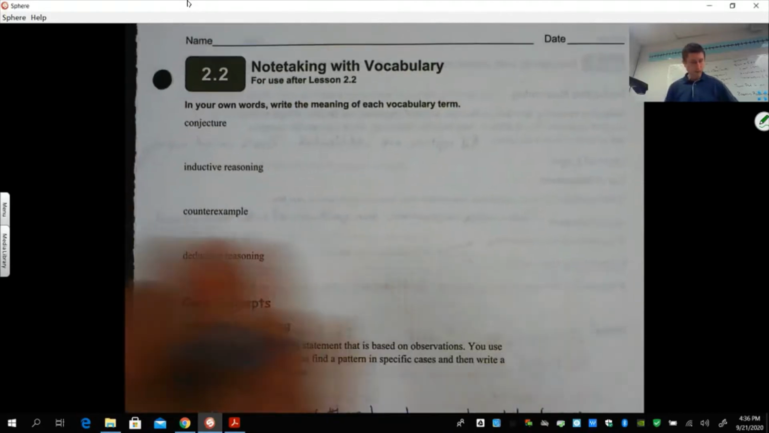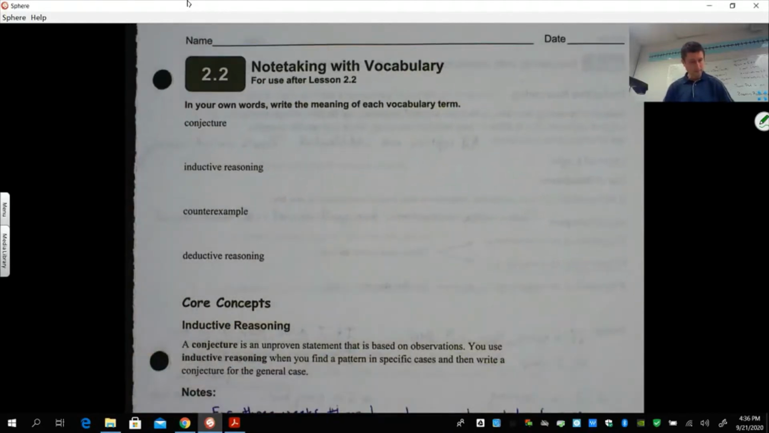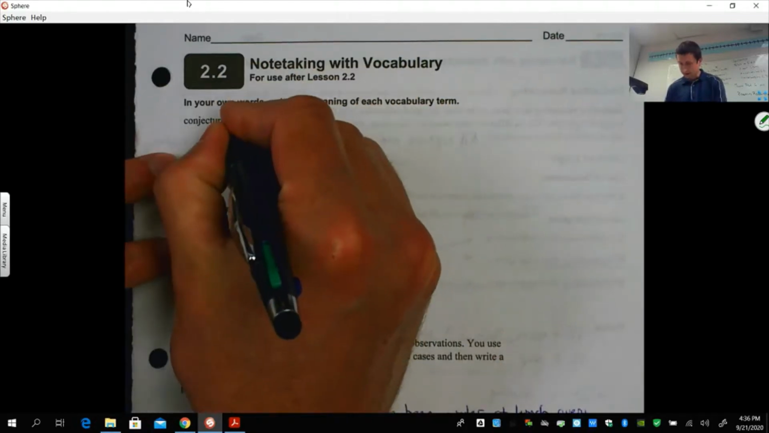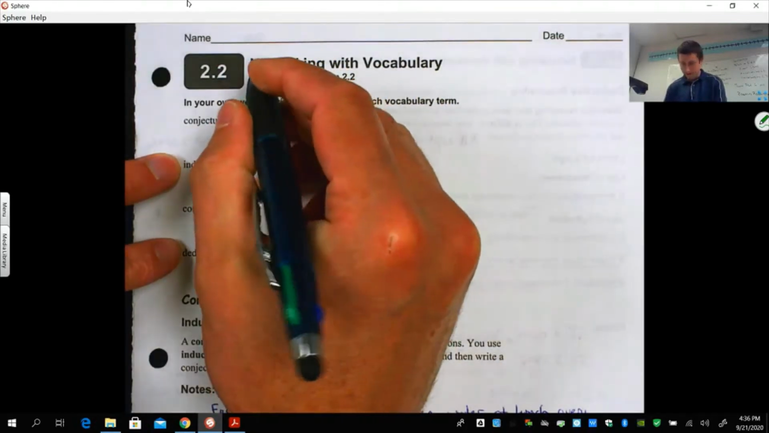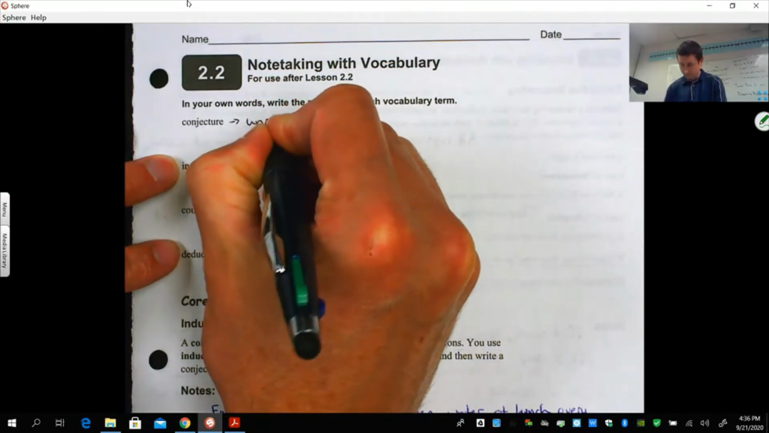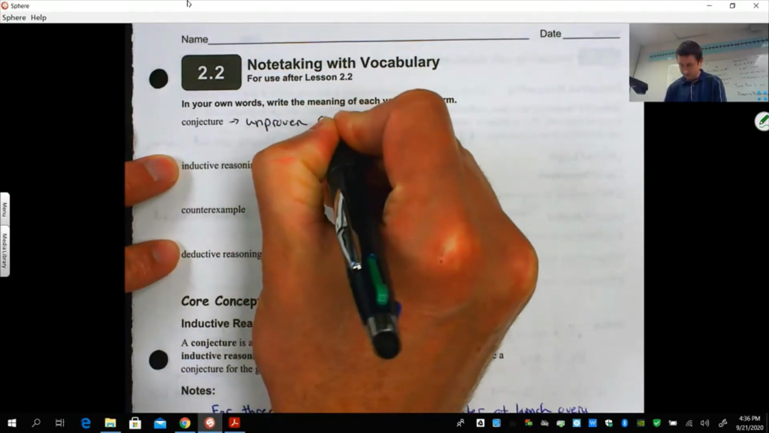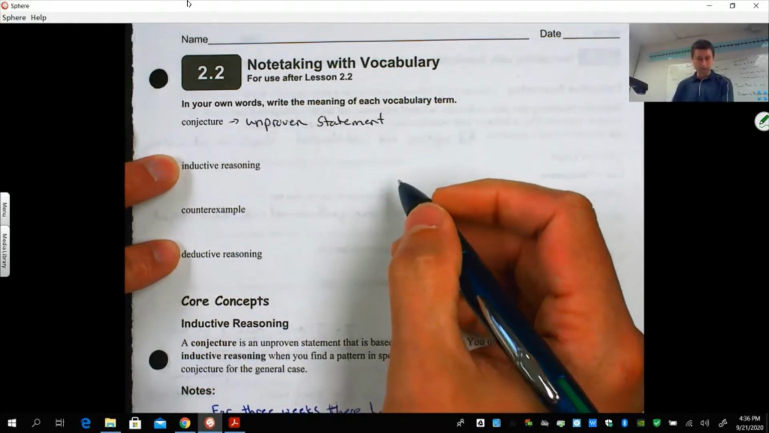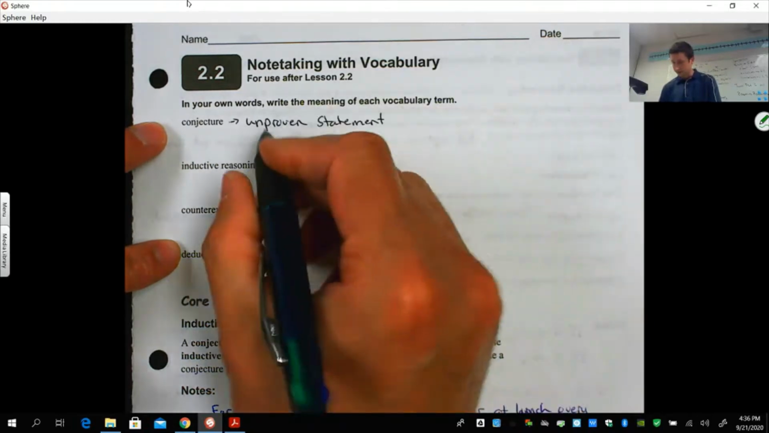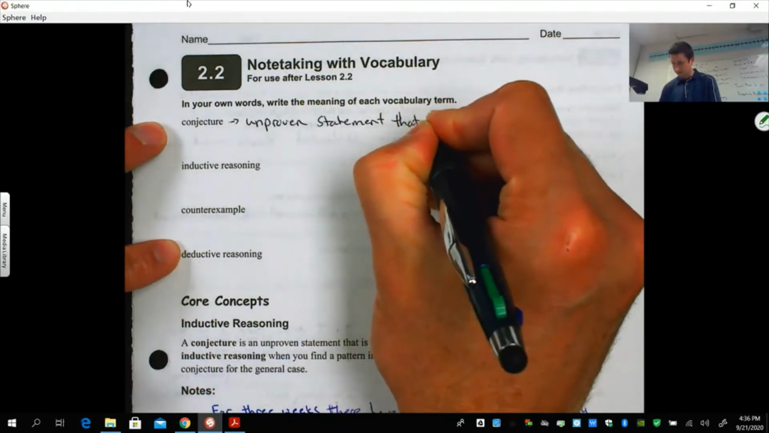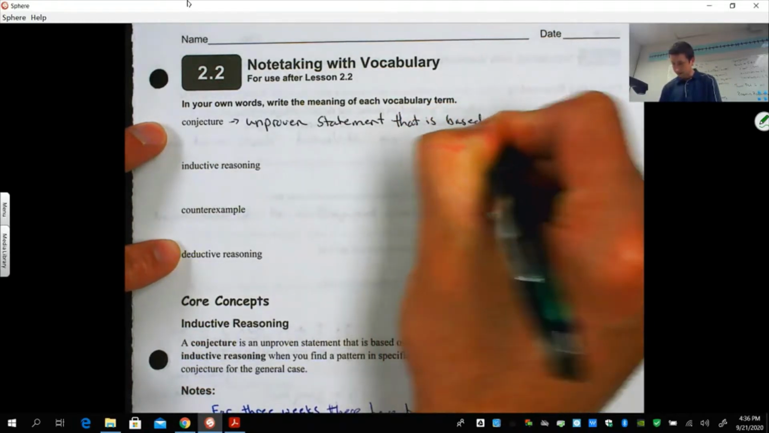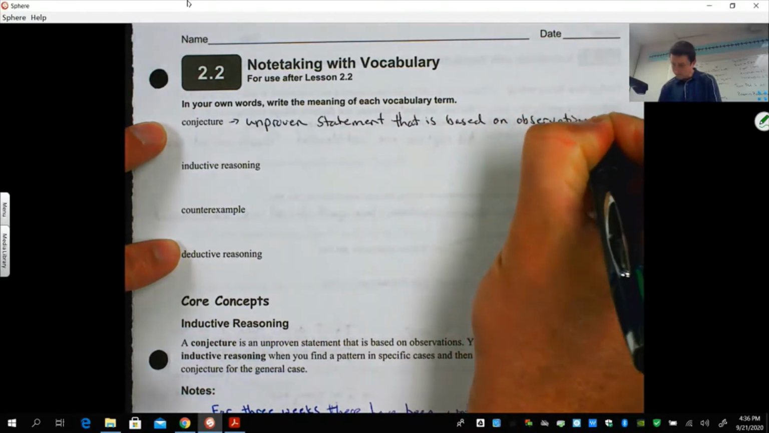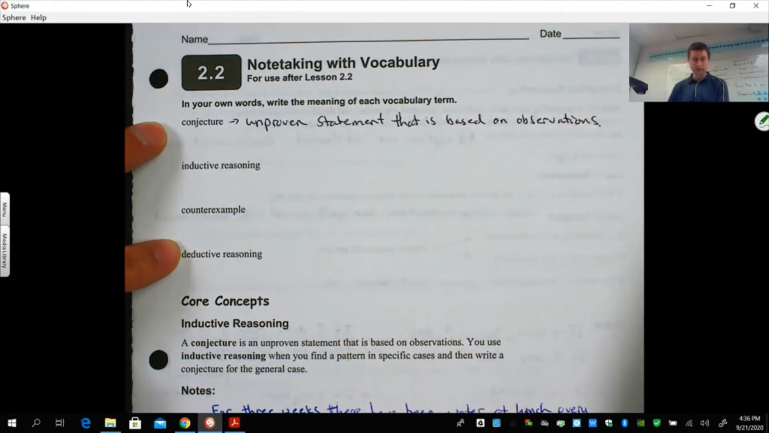So just 4 vocab words in this section to pick up on. We have conjecture. Conjecture is kind of like a hypothesis. It is going to be an unproven statement. Now we can prove it using deductive and inductive reasoning, one of those two, but it's an unproven statement based on observations.